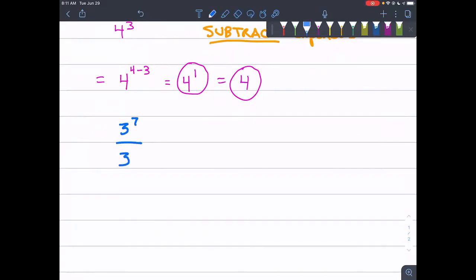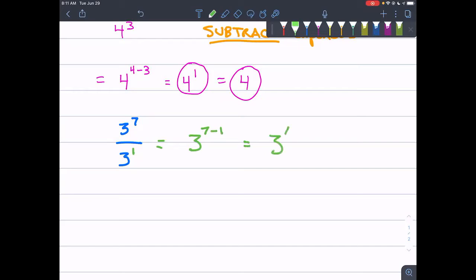Three to the 7th over 3. Again, you've got that invisible 1 on the 3 on the bottom. So if we're dividing the same base, we're going to subtract. This is going to be the same base, which is 3, and then we're subtracting those exponents, 7 minus 1.